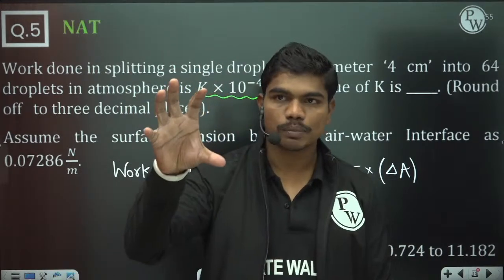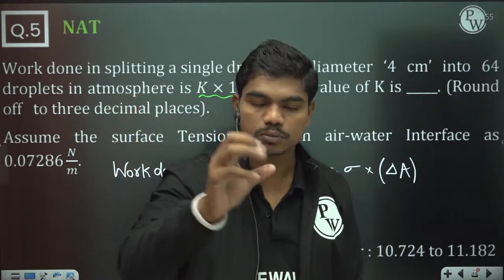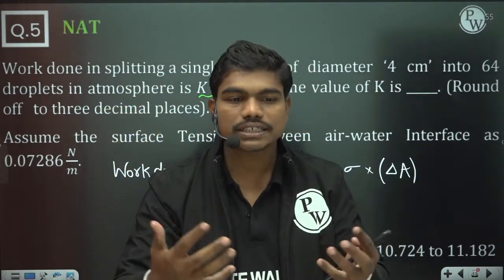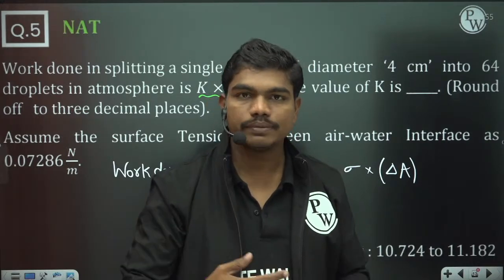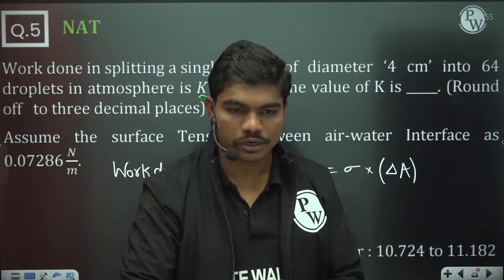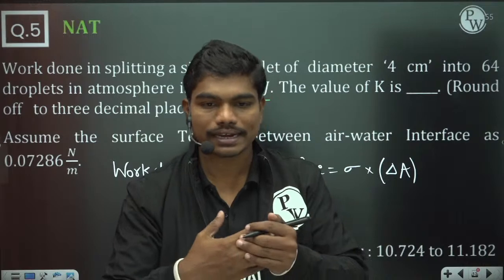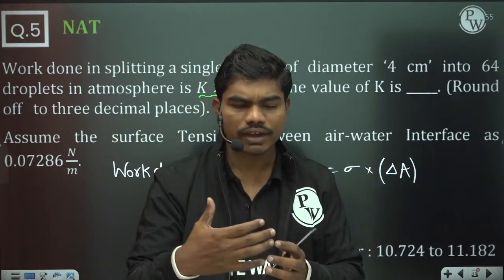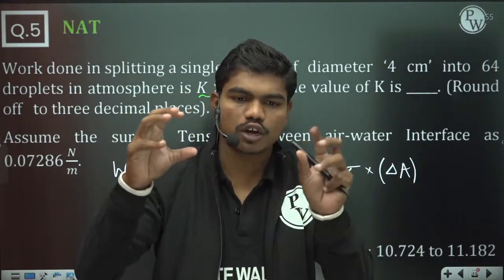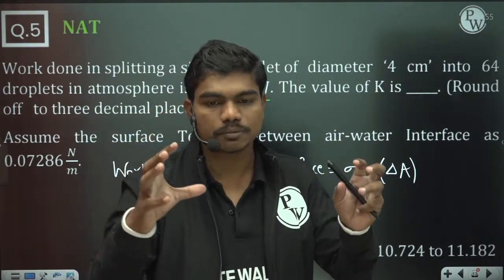Suppose there is a big droplet and I split it into some small droplets. Will there be any increase in the surface area? Yes? 10.98 is the answer? Okay, good. We'll go step by step, because there are some friends to whom we need to make it clear. Whenever you split a big droplet into small droplets, will there be any increase in the surface area of the drops?